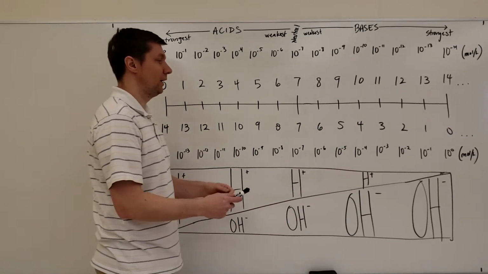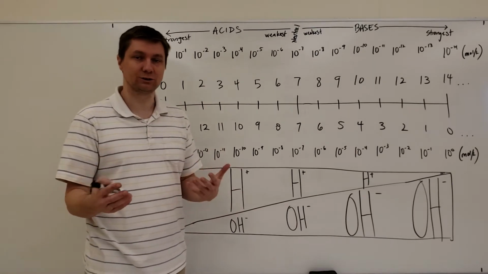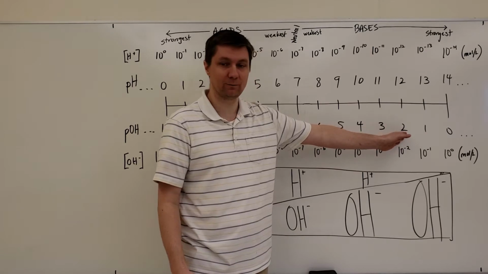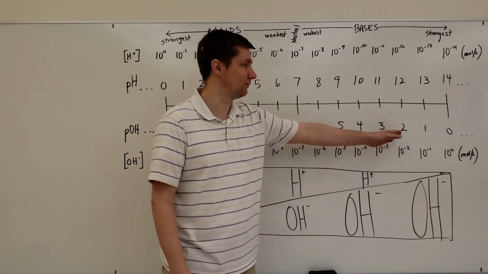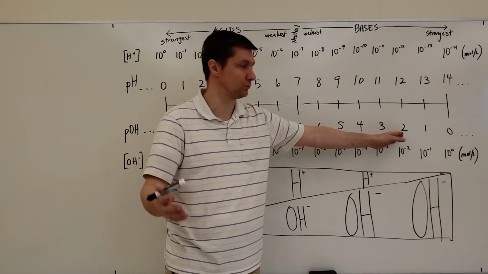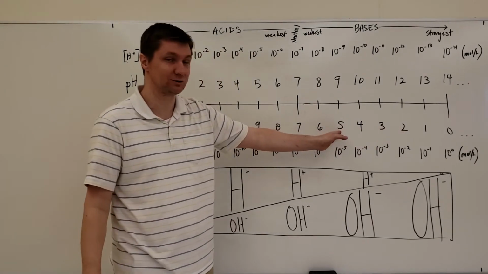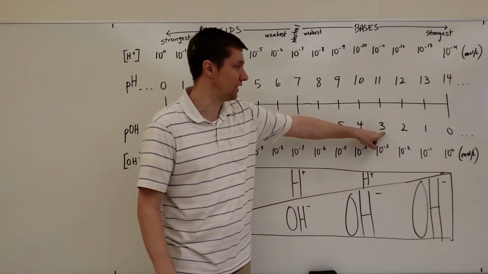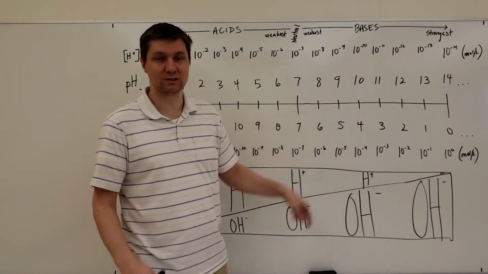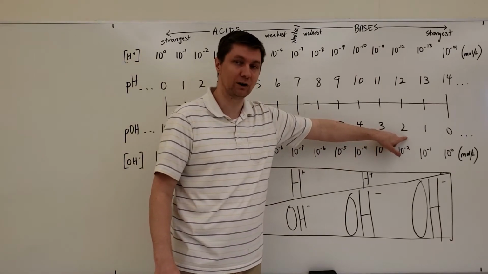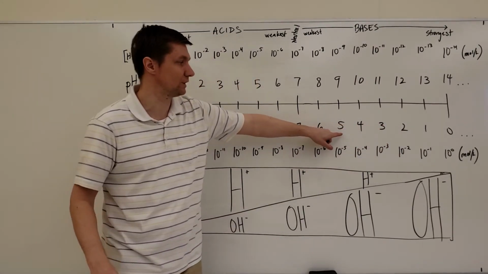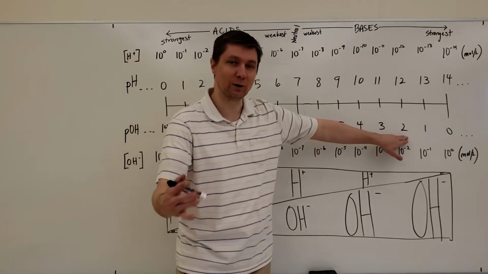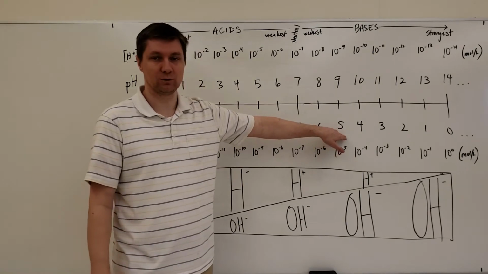And so keep that in mind when you're asked questions like, how many more times basic is a solution of pOH 2 compared to pOH 5? Well, this is 1, 2, 3 ticks on the scale, so 10, 100, 1,000 times more. A solution with a pOH of 2 is 1,000 times more basic than a solution with a pOH of 5.